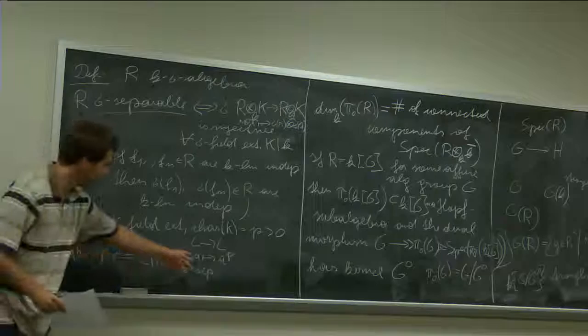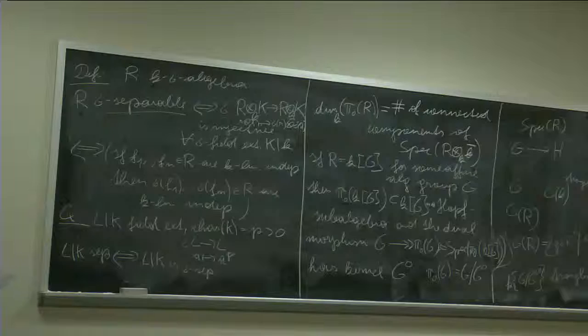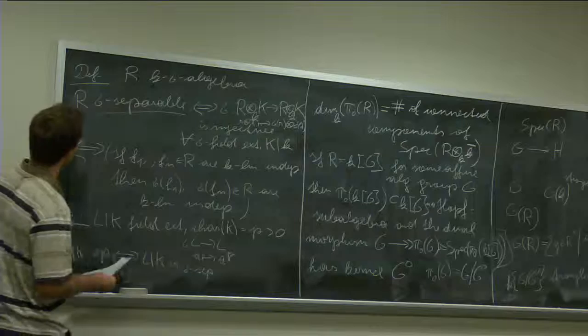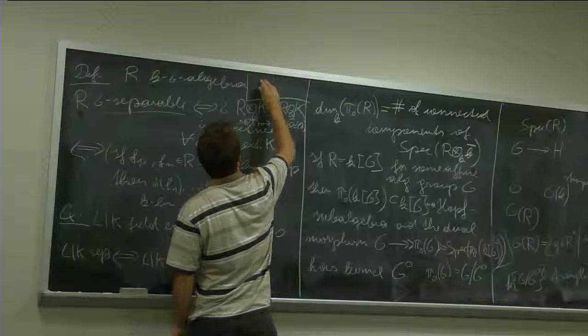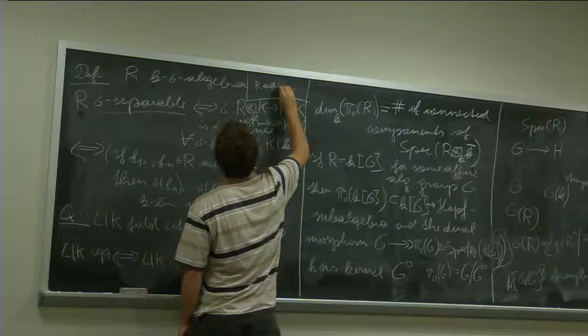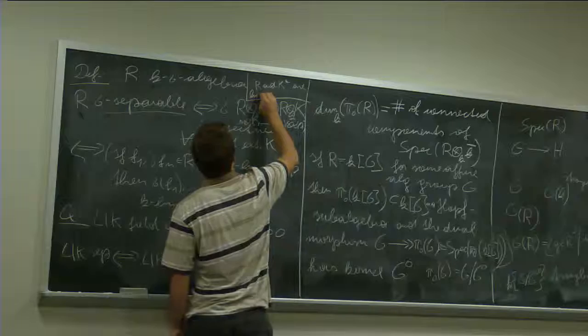You said that this notion of sigma separability is probably first due to Khrushchevsky. And where can one find this stuff written down, including this equivalence? Okay, Khrushchevsky, actually I think he just uses it for field extensions, and his definition is saying something like R and the inversive closure of K are linearly disjoint.